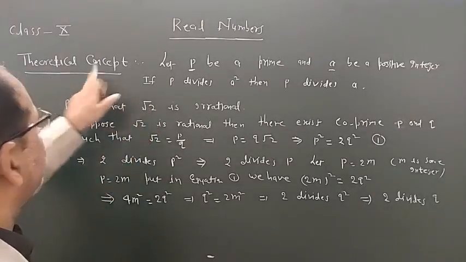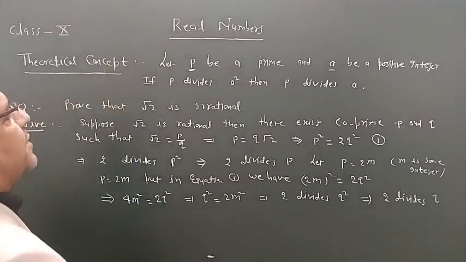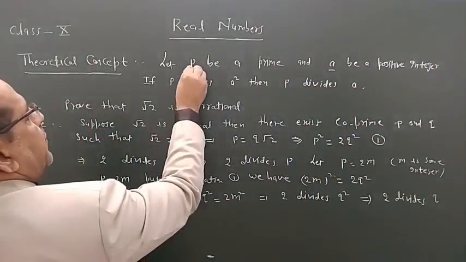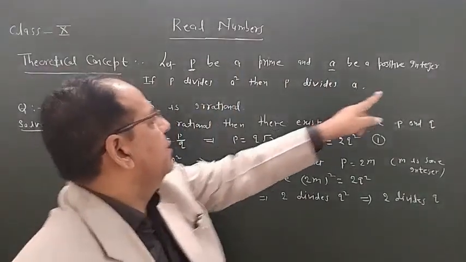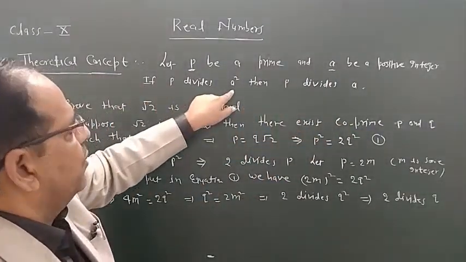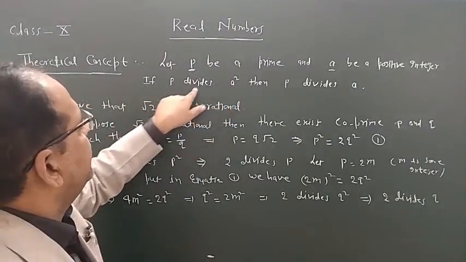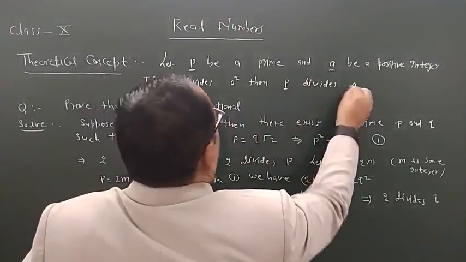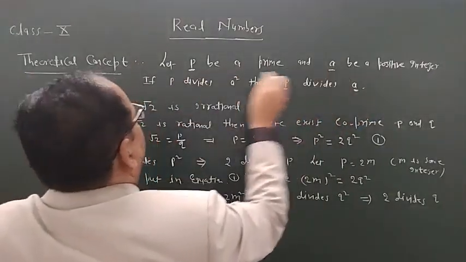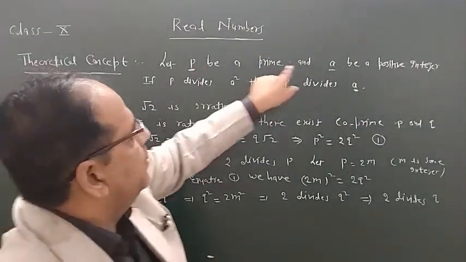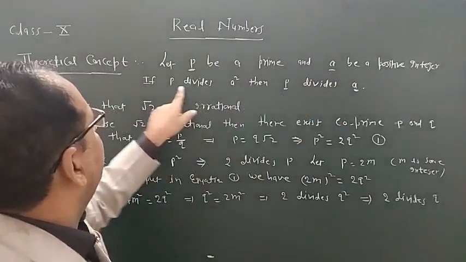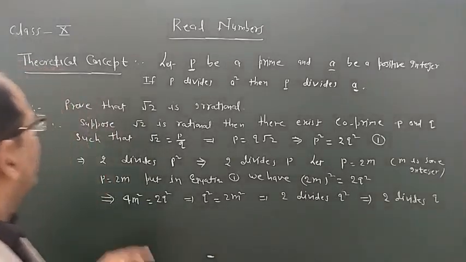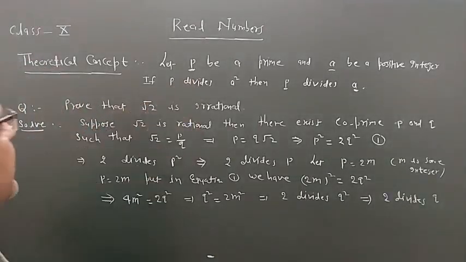The theoretical concept about the topic is: let P be a prime number and A be a positive integer such that P divides A square. If P divides A square, then P divides A. This is the theoretical concept about a prime number and a given positive integer. So I am taking one problem based on this theoretical concept.